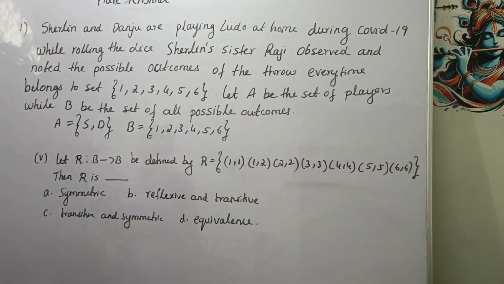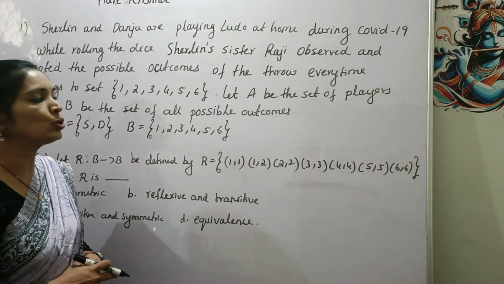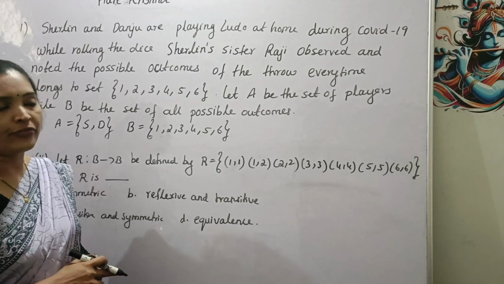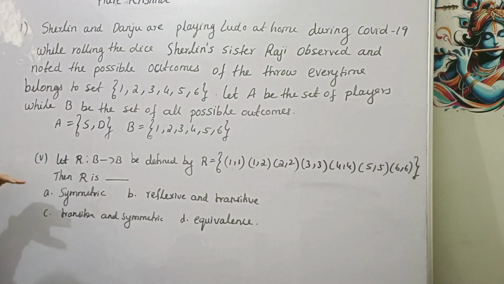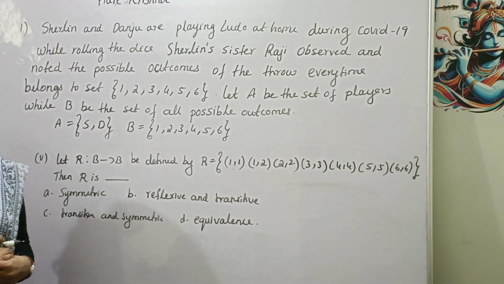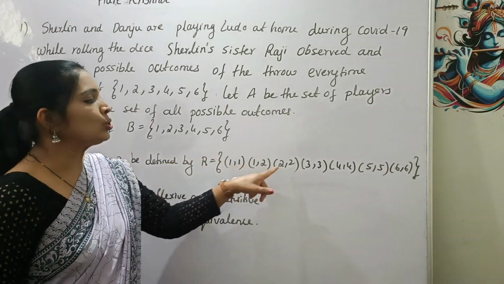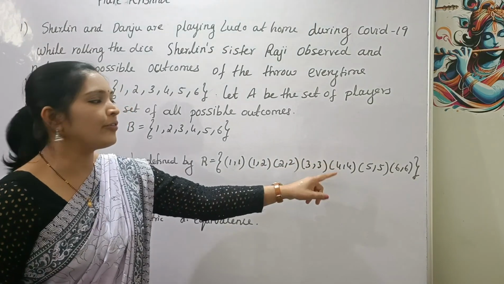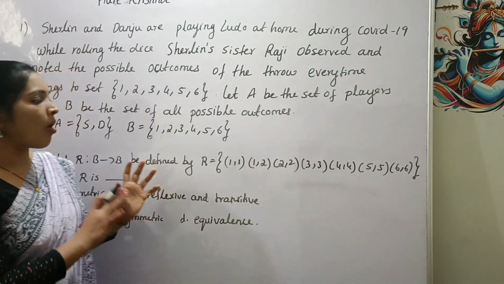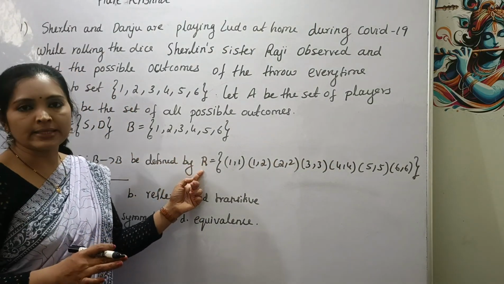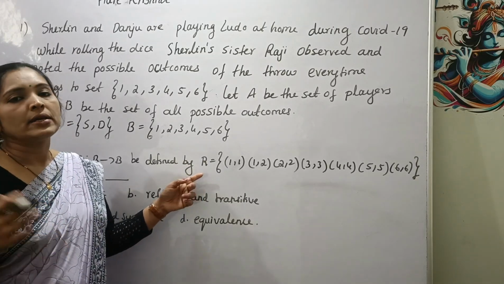Next question, let R from B to B be defined by R = {(1,1), (1,2), (2,2), (3,3), (4,4), (5,5), (6,6)}. Then R is dash. Options are symmetric, reflexive and transitive, transitive and symmetric, equivalence. Okay, so first of all, reflexive. Here this R contains (1,1), (2,2), (3,3), (4,4), (5,5), (6,6). So all these elements are in this set R, therefore R is reflexive.